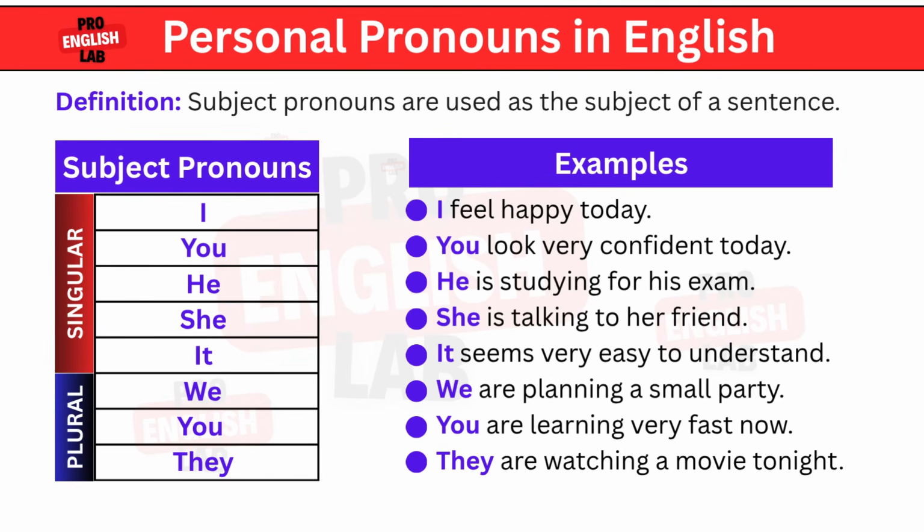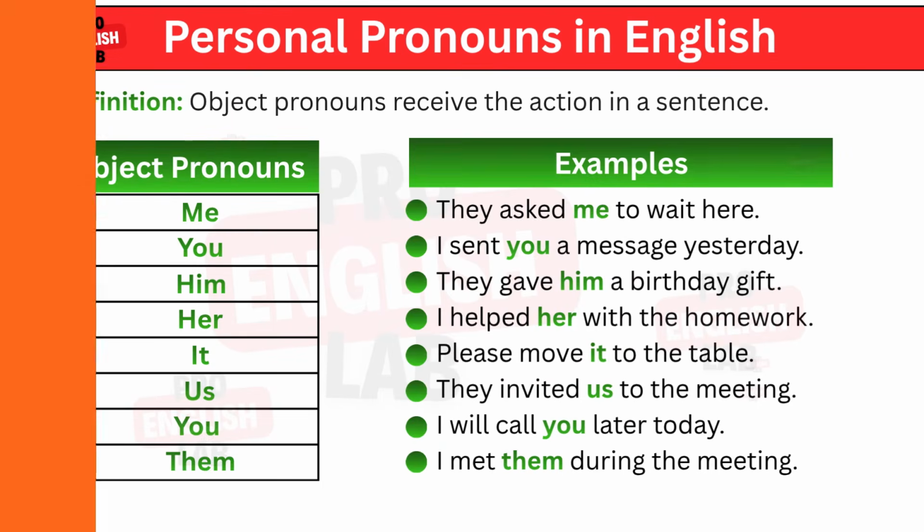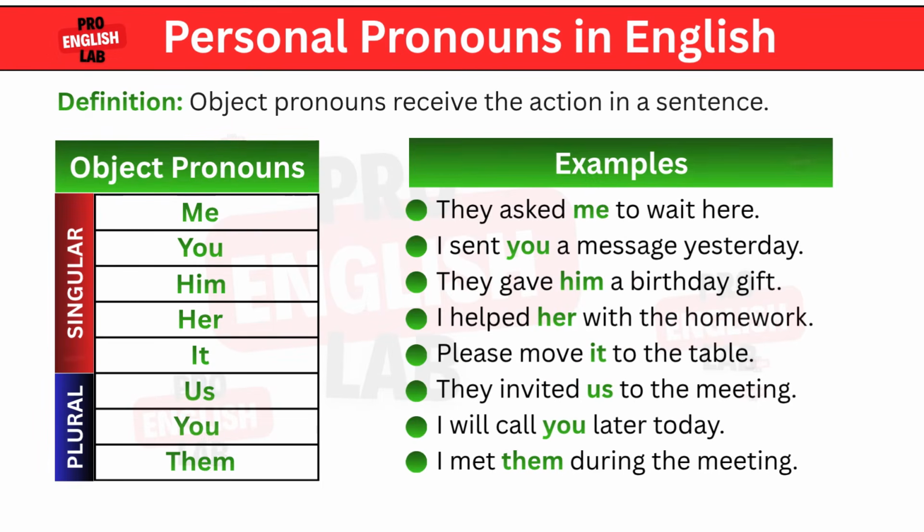Next, let's move on to object pronouns. Object pronouns receive the action in a sentence. They usually come after the verb. The object pronouns are me, you, him, her, it, us, you, them.